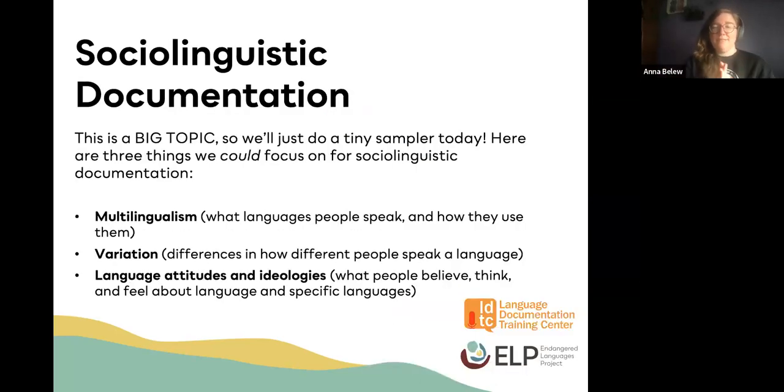And so that said, I just want to reiterate, this is a really big topic. We could spend years talking about it. So we're just going to do a tiny little sample of some ideas in sociolinguistic language documentation today. But here are 3 things that we could look at, right? So the first one is multilingualism. What languages do people know? What languages do people use in their daily lives, and why?